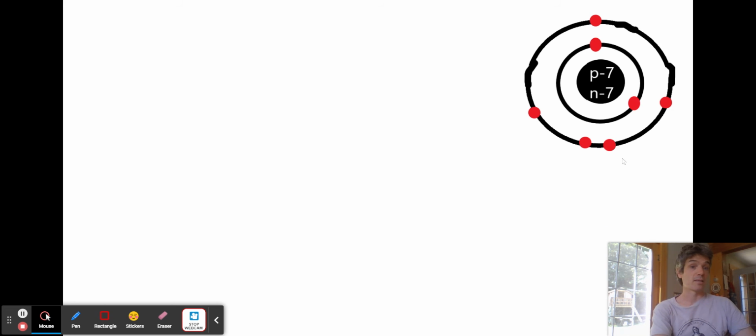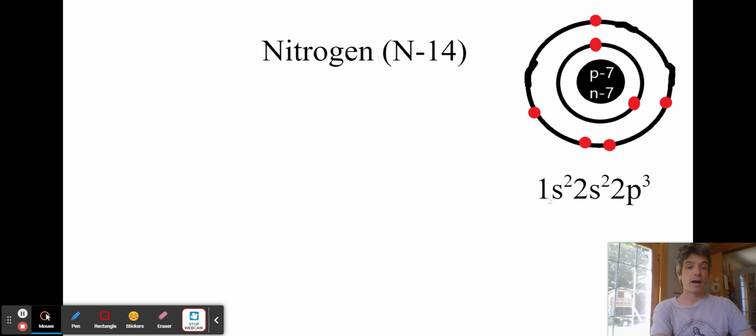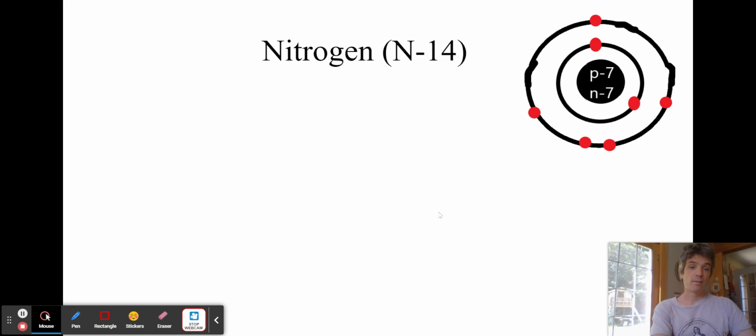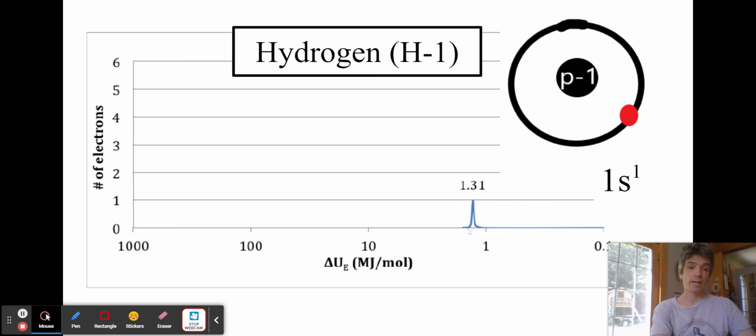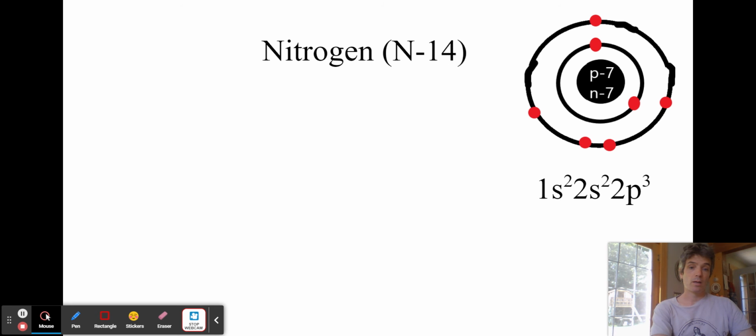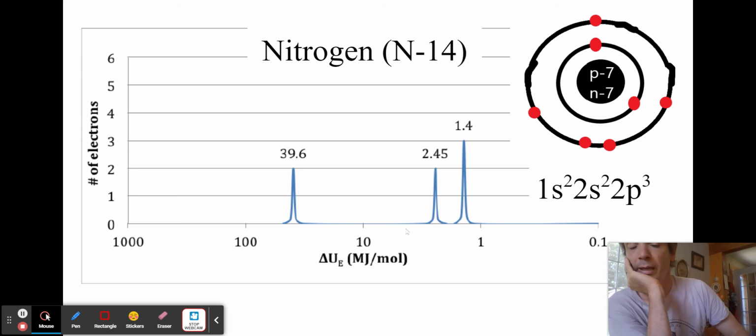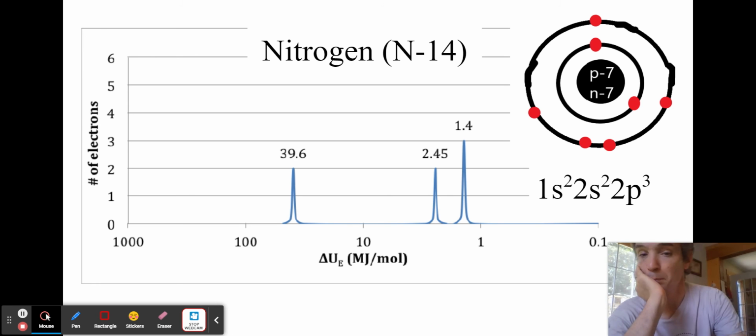Now, what element is this? This is atomic number 7, so this is nitrogen. How many peaks is it going to have? It's going to have 3 peaks. And if you notice, nitrogen's 1s peak, the 1.3 megajoules per mole, is significantly different. It's almost 40 times stronger. And we're going to account for that in a moment.